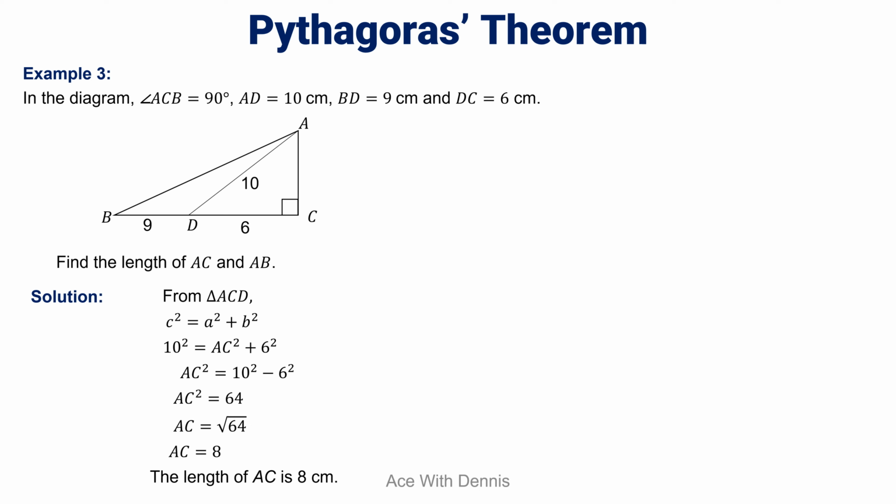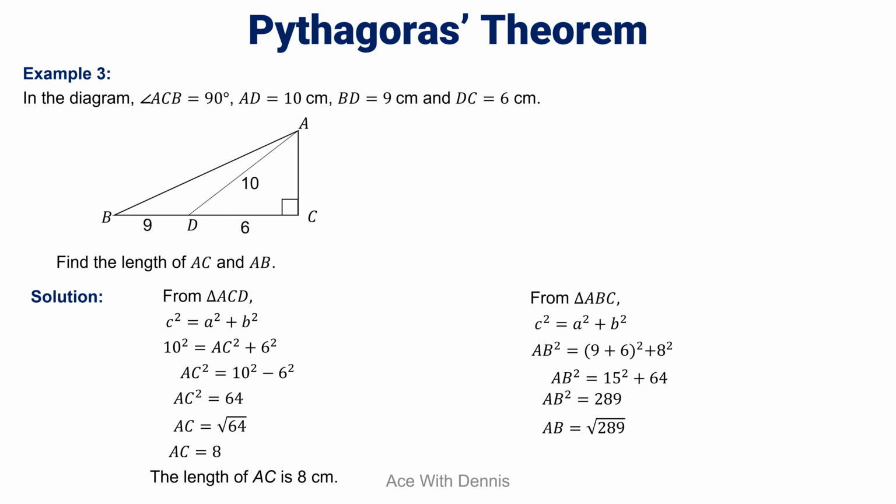Next, we want to find the length of AB. So we need to look at triangle ABC. From triangle ABC, by applying Pythagoras Theorem, C squared equals A squared plus B squared. The hypotenuse is AB. So the equation becomes AB squared equals 9 plus 6 squared, which is the length of BC, plus 8 squared. So we'll get AB squared equals 15 squared plus 64, which is 289. Hence AB will be the square root of 289, which is 17. Hence the length of AB is 17 centimeters.